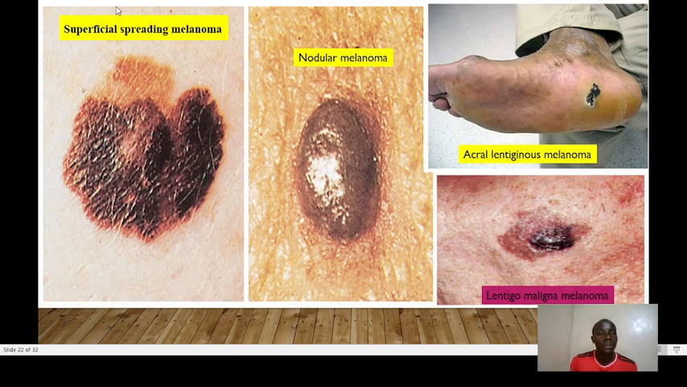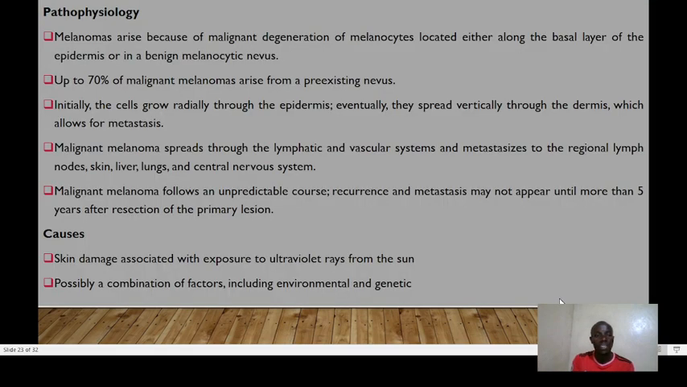So we could have the superficial spreading melanoma, nodular melanoma, acral lentiginous melanoma, and lentigo maligna melanoma. Those are some of the examples. So melanomas will arise because of malignant degeneration of melanocytes located either along the basal layer of the epidermis or the benign melanocyte nevus. Up to 70% of malignant melanomas arise from pre-existing nevus. Initially, the cells grow radially through the epidermis. Eventually, they spread vertically through the dermis, which allow for metastasis.